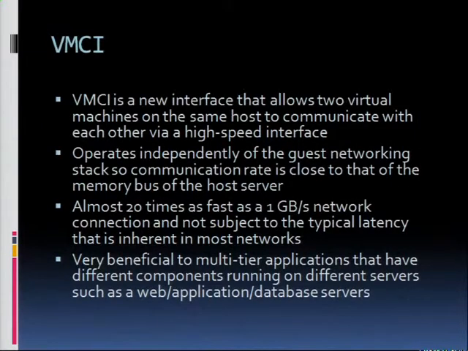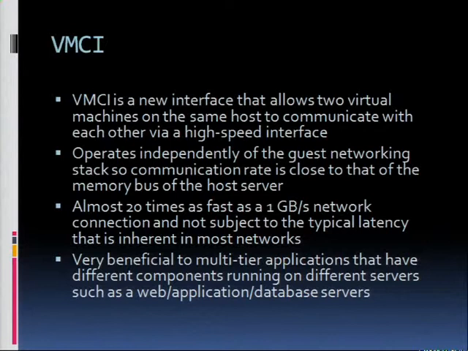Okay, another new feature is called VMCI. It stands for Virtual Machine Communication Interface. It's a new interface introduced into vSphere that allows two virtual machines on the same host to communicate with each other via a special high-speed interface. This interface operates independently of the guest networking stack, so the communication rate is close to that of the memory bus of the host server. It's almost 20 times as fast as a 1 gigabit network connection, and is not subject to the typical latency that is inherent in most networks.